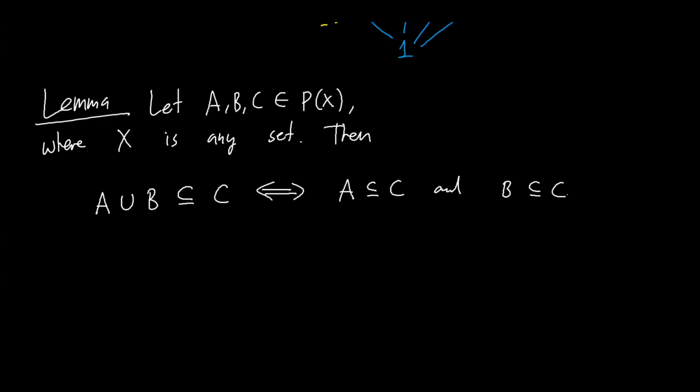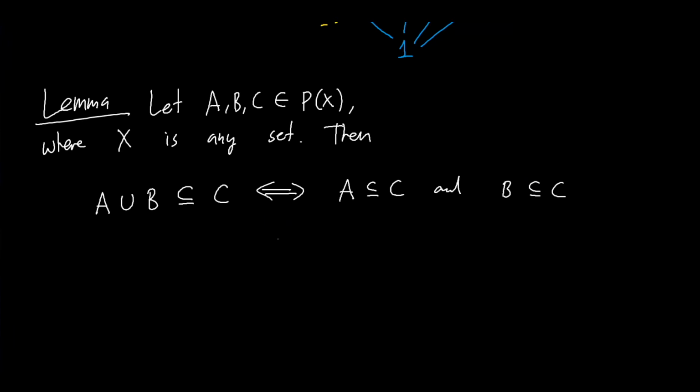This should be fairly obvious why this is so, right? I mean, I don't think we should prove the lemma. It's quite clear that the lemma is correct, right? I mean, the union combines these two into one set, and that set is smaller than another one, and of course each one of them will be smaller than the other one. That gives this direction. And conversely, if each of them is contained entirely in C, then of course the union will also be contained in C. So we have the other direction as well.